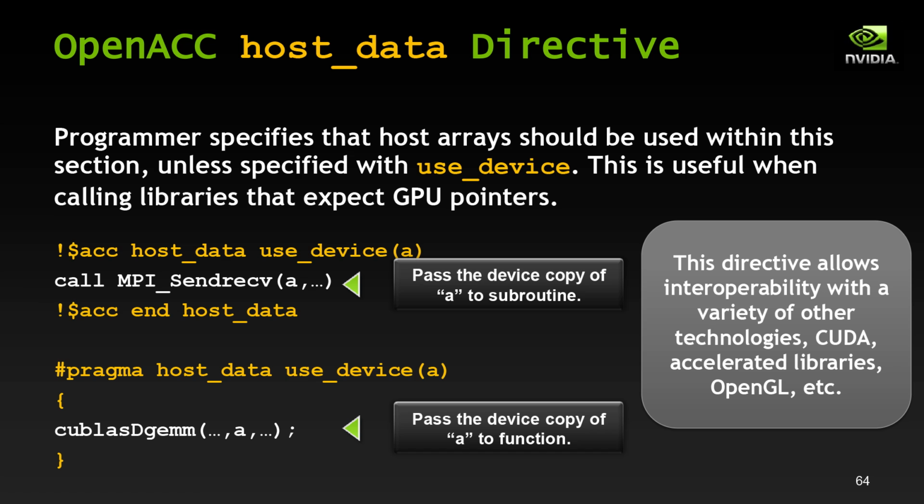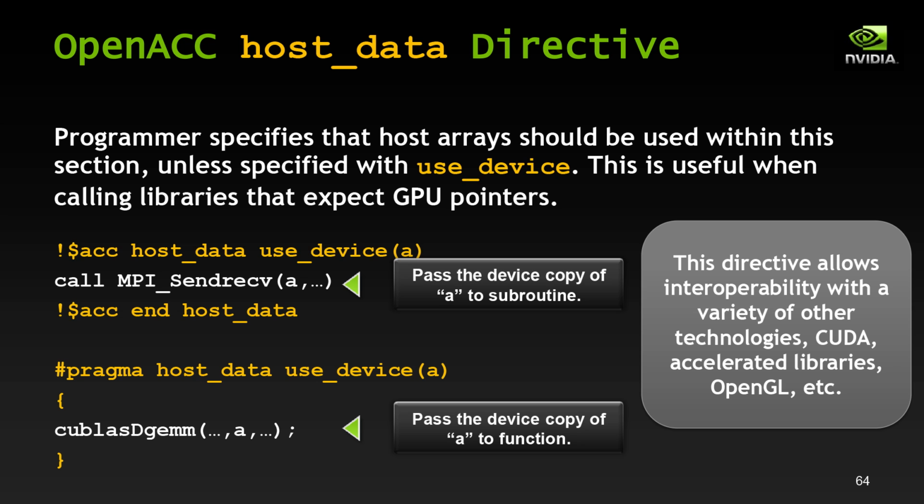Now, what if I want to use an MPI that understands GPUs? There's a few different talks this week about GPU-aware MPI, and this is also applicable if you're using, say, the cuBLAS library or any of the GPU-aware math libraries. You want to pass in the device copy of your data because that's what it's expecting. And we're going to use something called the host_data directive to do that.